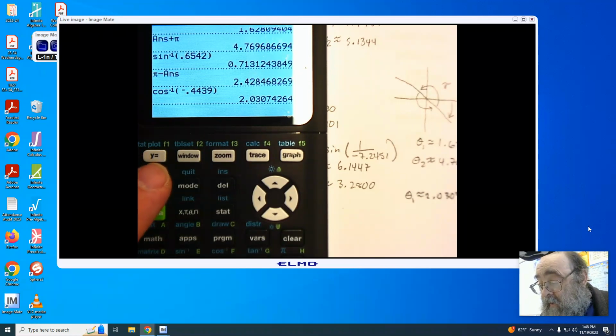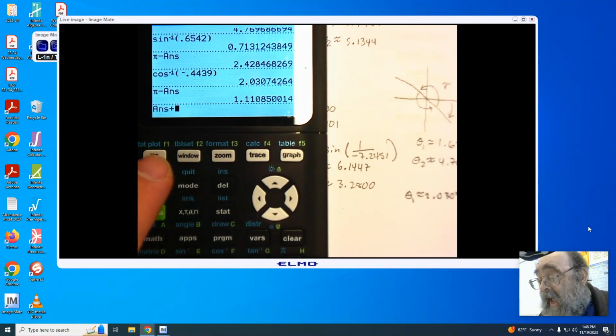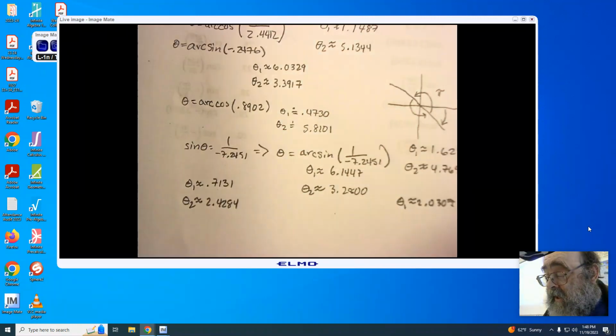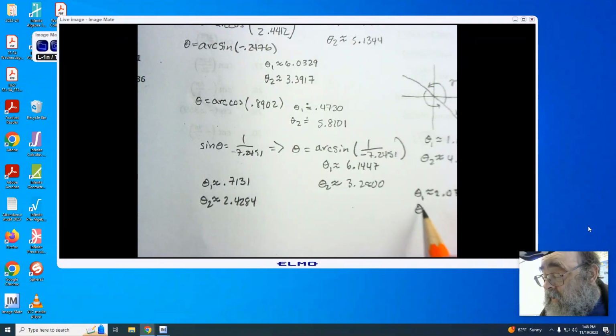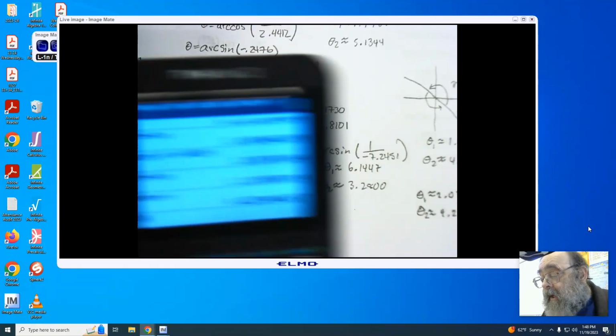Starting with the second, pi minus the angle we just got. And there is our reference angle, 1.1105. If I now add pi, I get my next answer, and theta 2 will be approximately 4.2524.